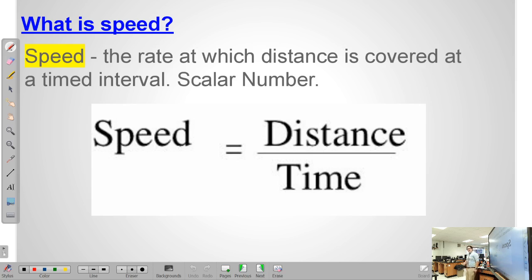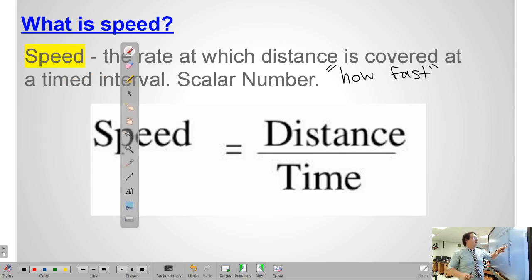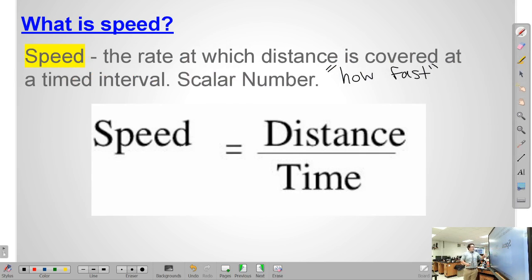Now, if Mr. Williams had a super simple definition of speed, I would just say how fast, how fast something moves. Cool. Not too bad, right? You good, Brian? Yeah. All right. So let's try this out.